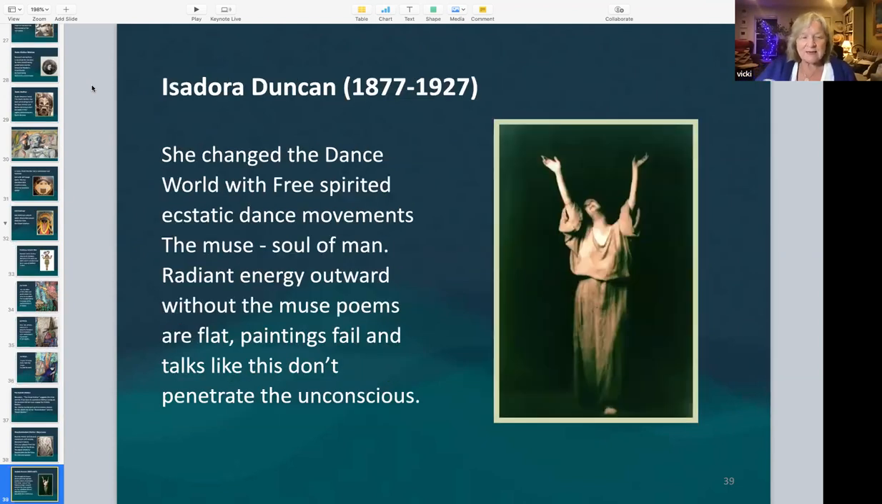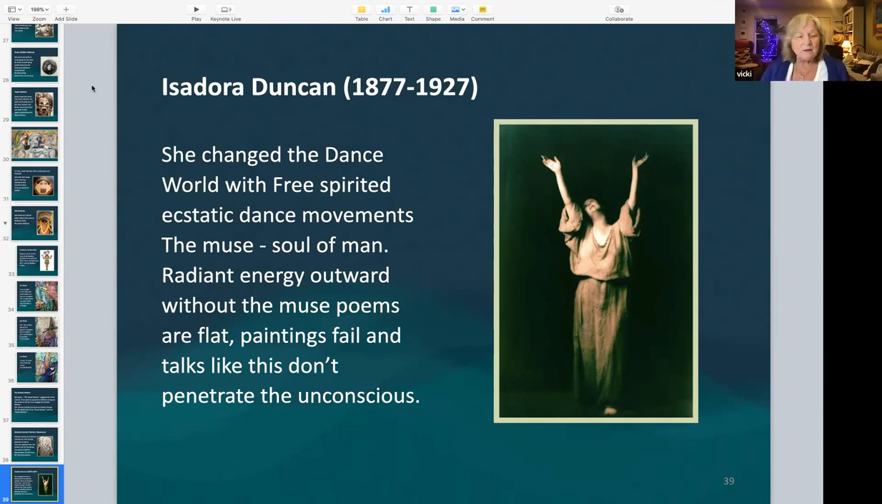Isadora Duncan is a wonderful example. She changed the dance world with free spirit ecstatic dance movements. And the muse and the soul of the man, she was able to radiate that energy outward. And, you know, the reality is, all poetry comes from the ecstatic mother. Without the muse of the ecstatic mother, poems are flat.